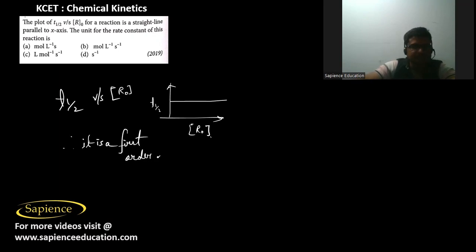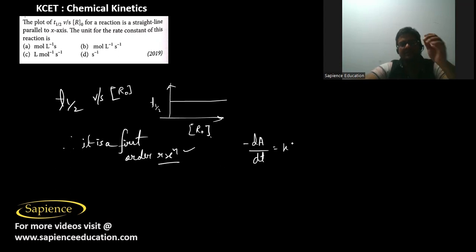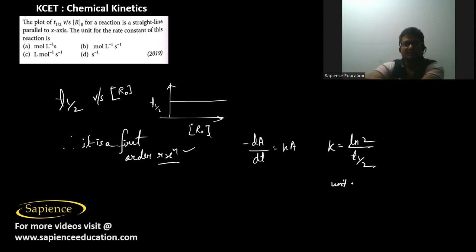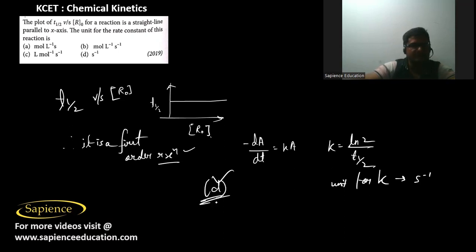For the first order reaction, as we know, minus dA by dt will be equal to K times A, or I can say K will be equal to ln 2 by T half. So the unit for the rate constant K will be per second. So option D is the correct answer.